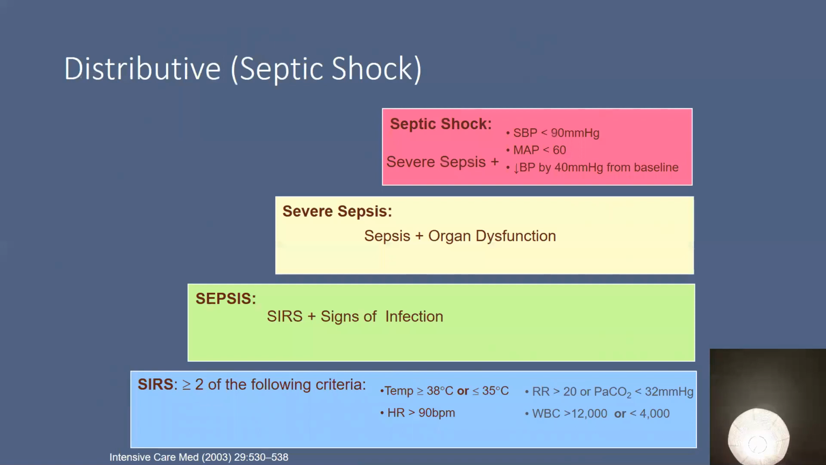The next type of shock we have is distributive shock, sometimes called septic shock. Now these are my sepsis stairs of death, and it's technically been reclassified, so we don't have these classifications anymore, but it is really helpful in terms of understanding the premise of what's happening in sepsis to get it this way.